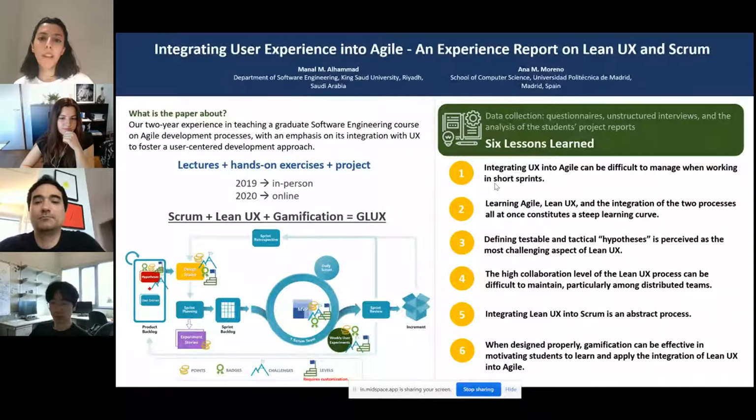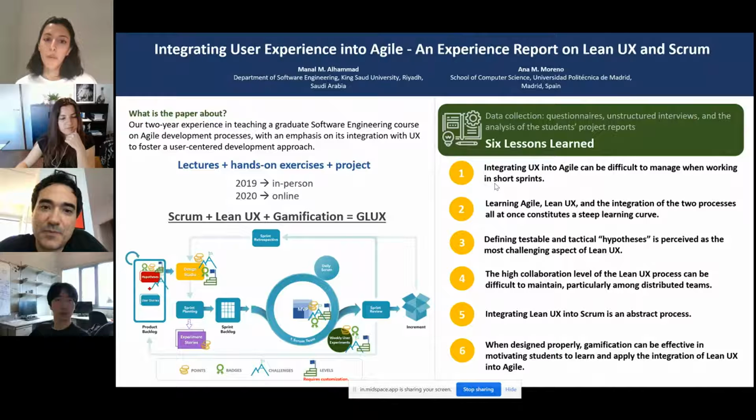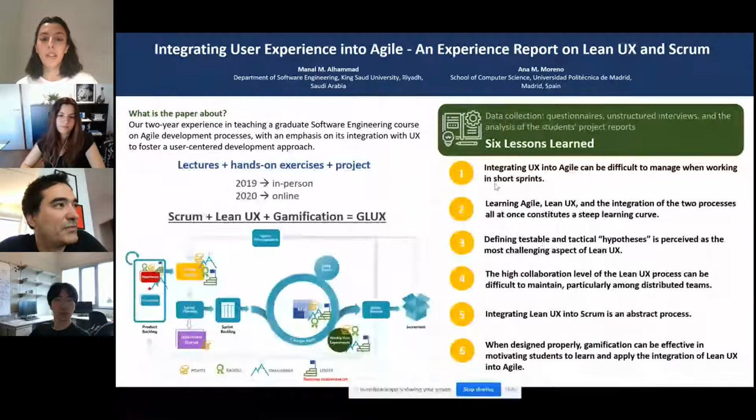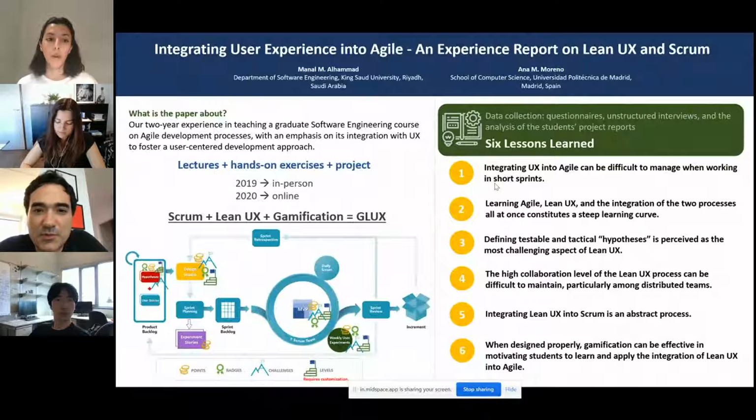This was mainly motivated by what is discussed in the literature about how in the industry there are some initiatives to integrate both disciplines together. The reasons for that are multiple, but it's not the time to discuss the motivation of the integration, we're just reporting on our experience. So what we did is that we focused on Scrum as an Agile framework, and we integrated Lean UX tactics and practices within the framework.